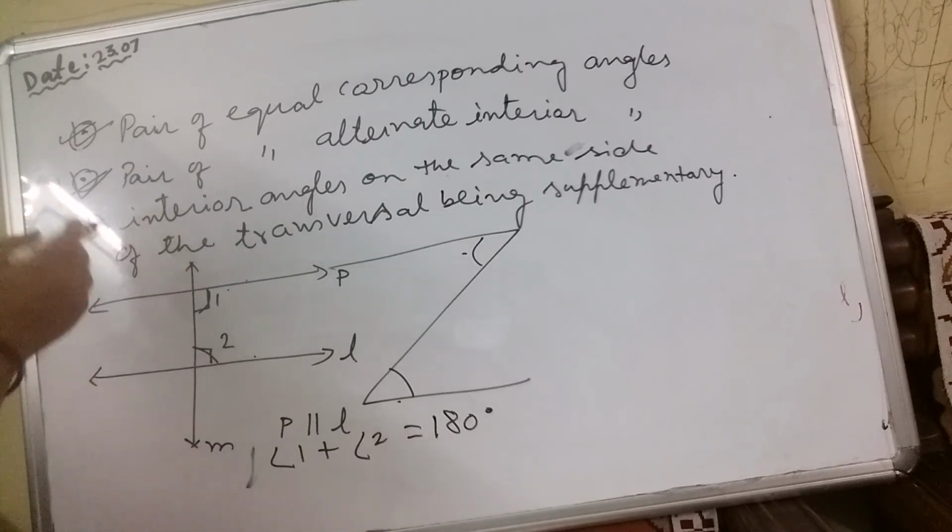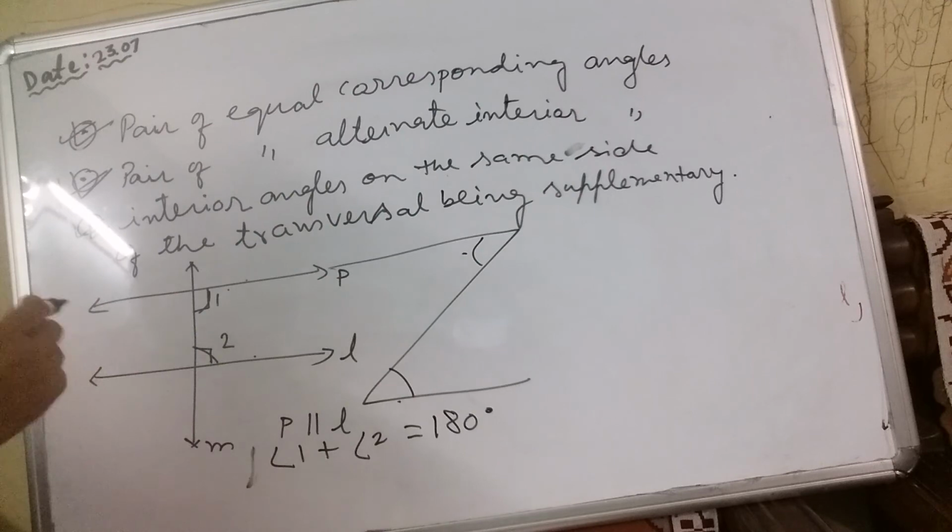So using this in a reverse way, you can prove whether, when a transversal cuts two lines, they will be parallel or not. That's all for today.